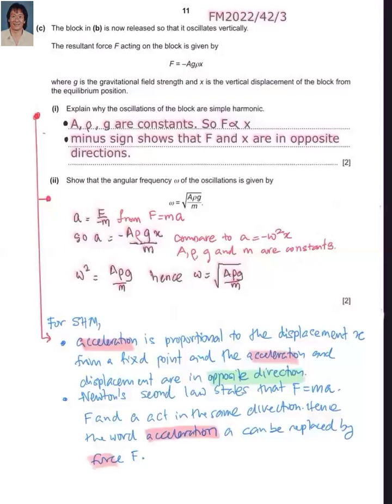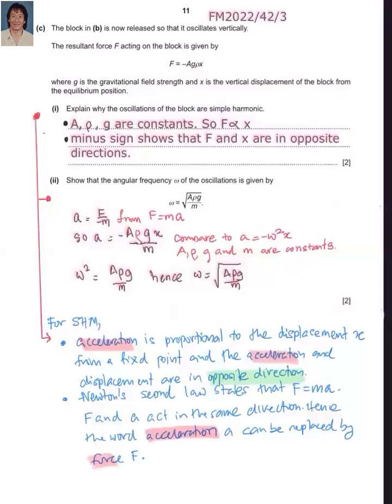Part C, the block in B is now released so that it oscillates vertically. The resultant force acting on the block is given by F equals minus A rho G x, where G is the gravitational field strength and x is the vertical displacement of the block from the equilibrium position. In part 1, explain why the oscillations of the block are simple harmonic.